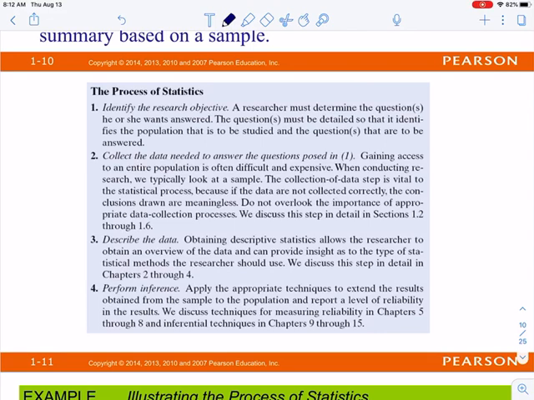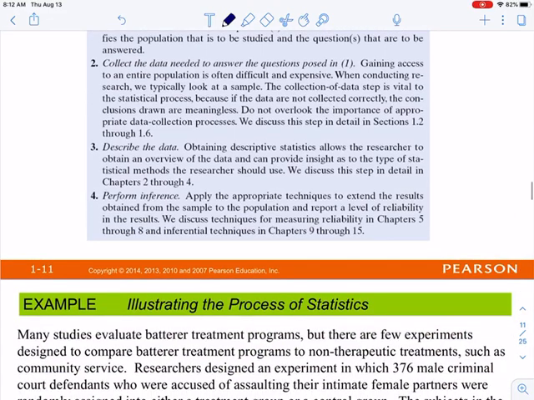The second thing that we're going to do is collect the data needed to answer the questions that we posed in number 1. Gaining access to an entire population is often difficult and expensive. When conducting research, we typically look at a sample. The collection of data step is vital to the statistical process because if the data are not collected properly, then the conclusions drawn are meaningless. Do not overlook the importance of an appropriate data collection process. We're going to discuss this step in detail in sections 2 through 6 of this chapter.